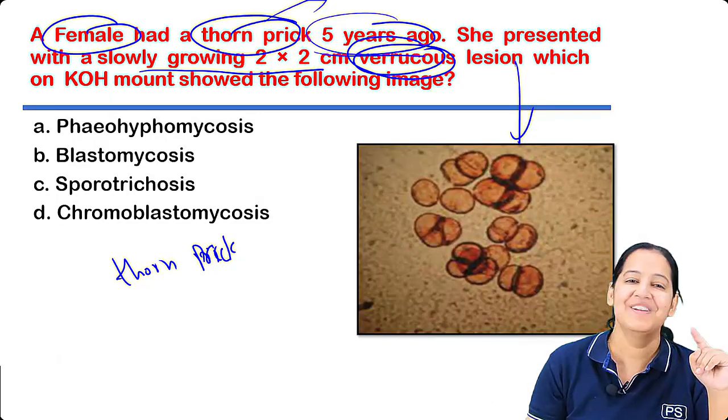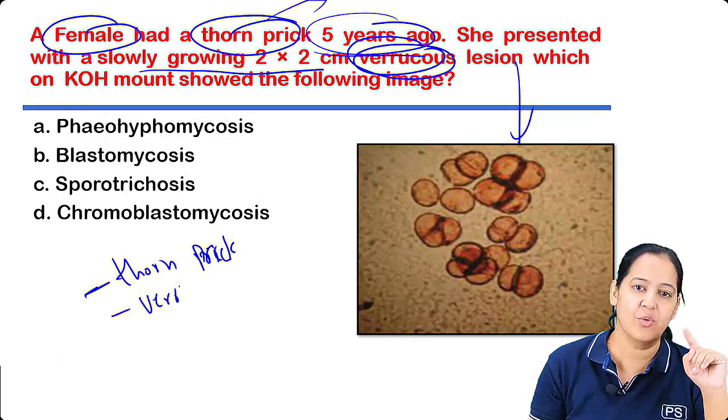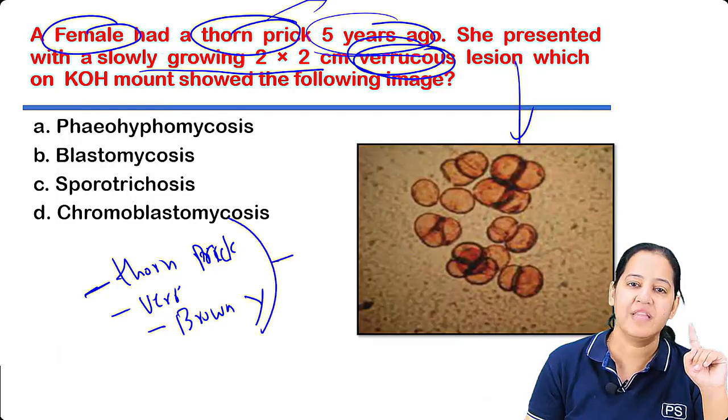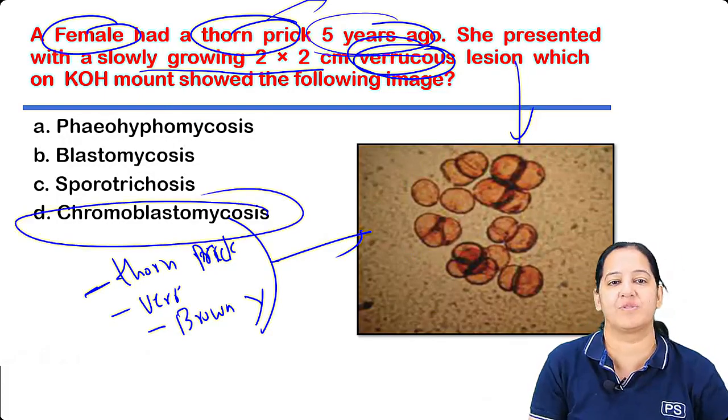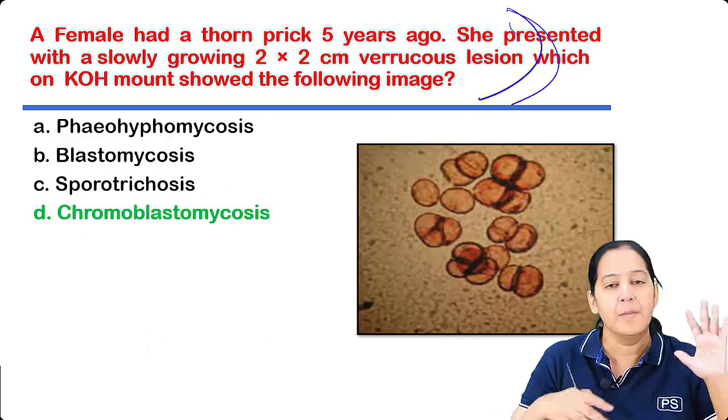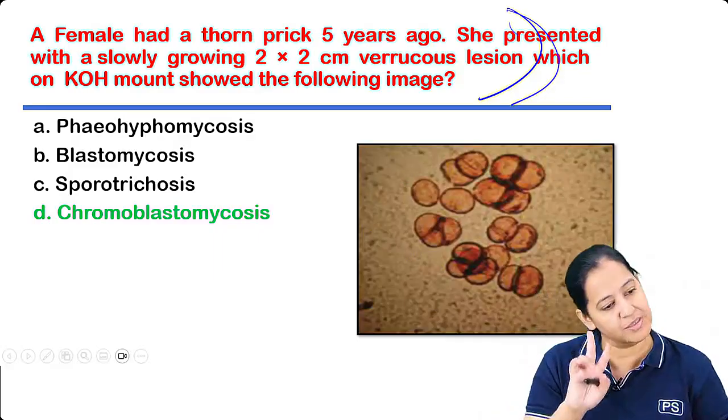Appreciate the approach. Thorn prick done, verrucous lesion done, and in the image the brown-colored yeast done. The combination of all three: the answer is only one, chromoblastomycosis. So you get a straightforward question. Maybe the language is different and the clinical scenario is different, but in a roundabout way it will mean just this. Questions will come on only two things.